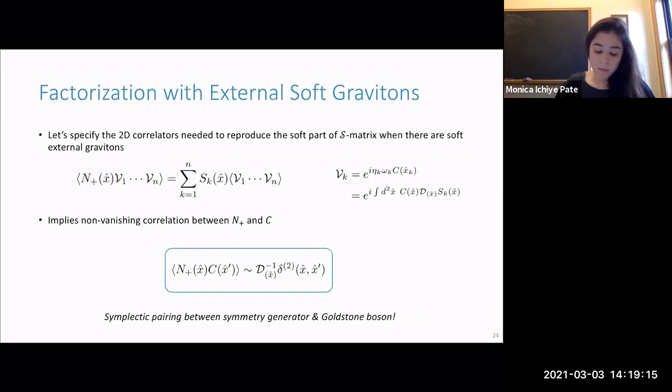And so in particular, because Weinberg's soft graviton theorem tells us that the soft part of these different S matrix elements must obey this relation, there must be a non-vanishing correlation between the symmetry generator and the Goldstone boson. And indeed, a two-point function of this form will reproduce this formula. And this you could also understand as arising from a symplectic pairing between a symmetry generator and a Goldstone boson.